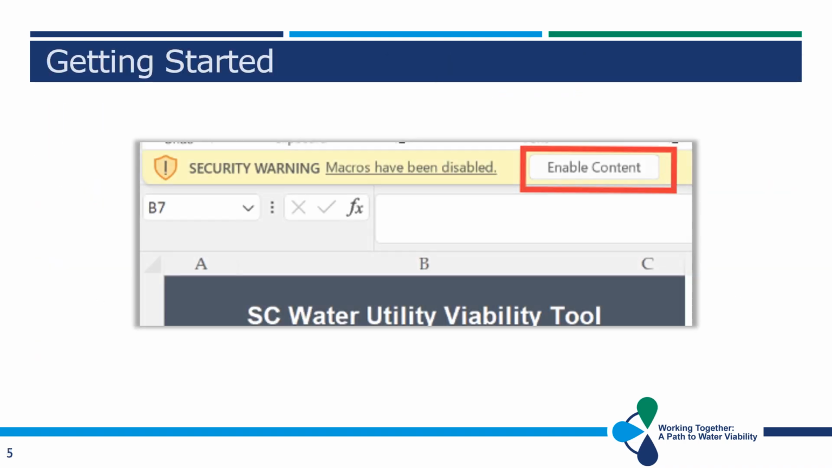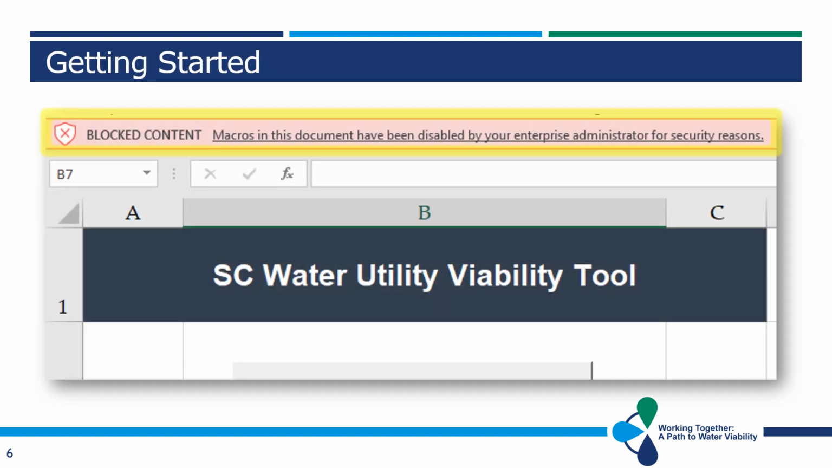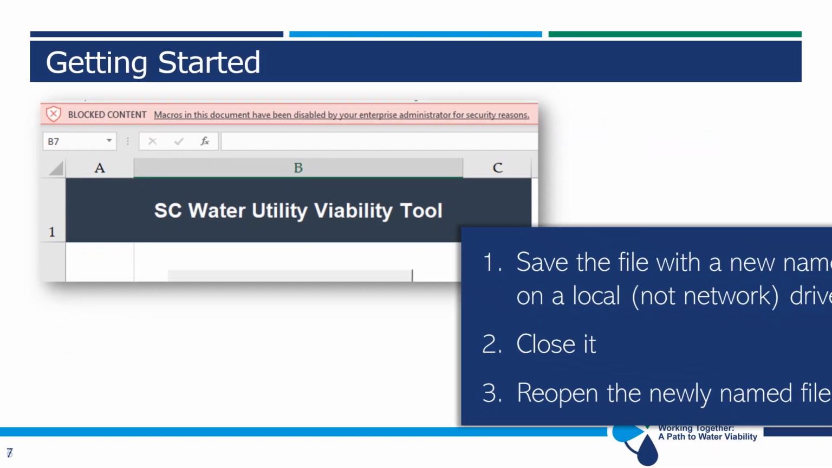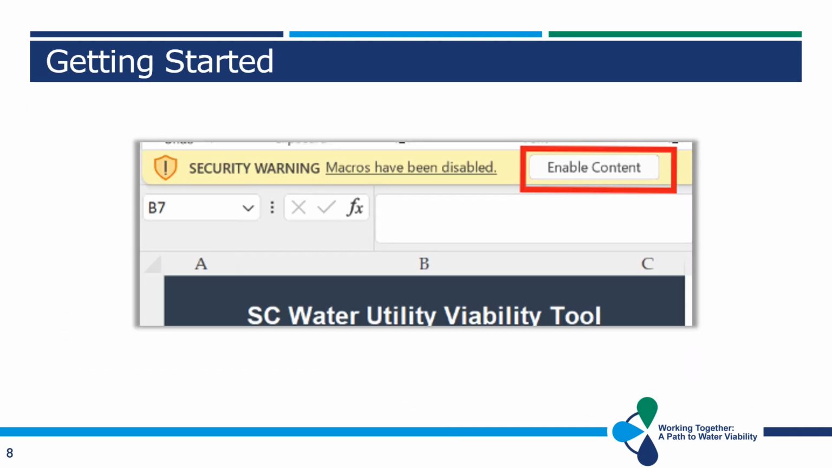After you download and open the tool, you may see a security warning at the top left of the window due to the macros that the file uses to make it interactive. If you have the option to enable content, click that button and it should fix the problem. If you see a warning like this one with no button, save the file with a new name, close it, and then reopen it. Then you should have the option to enable content.